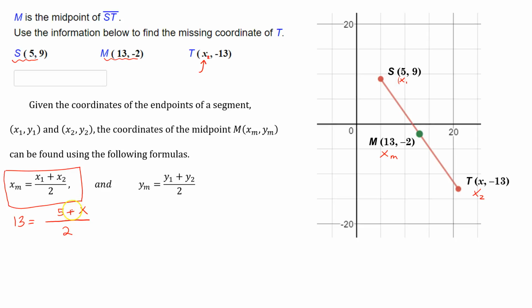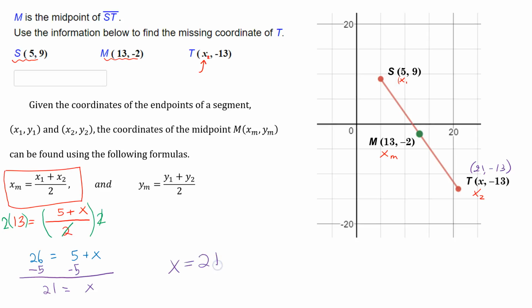Now we just got to solve for x. We can do that by multiplying both sides by 2 to cancel this division by 2. So that gives us 26 equals 5 plus x. And we're just going to subtract 5 from each side of the equal sign. And we get x equals 21. So this here is (21, -13). x equals 21. Ding!